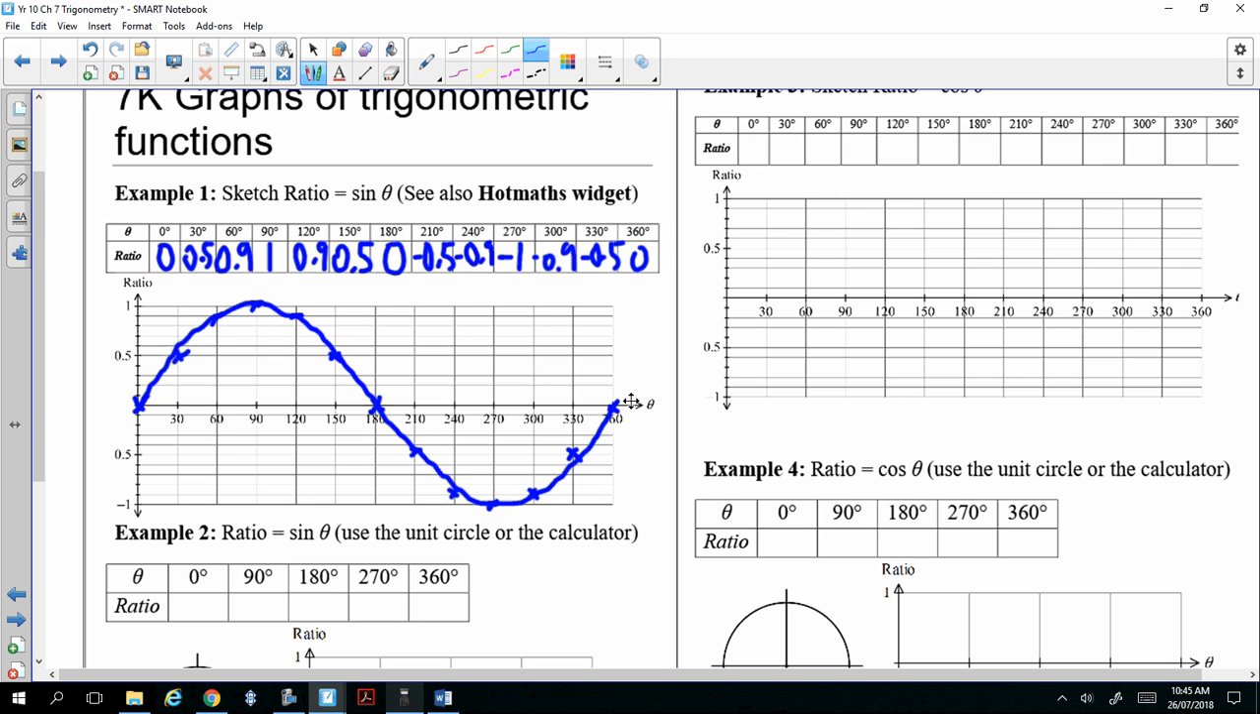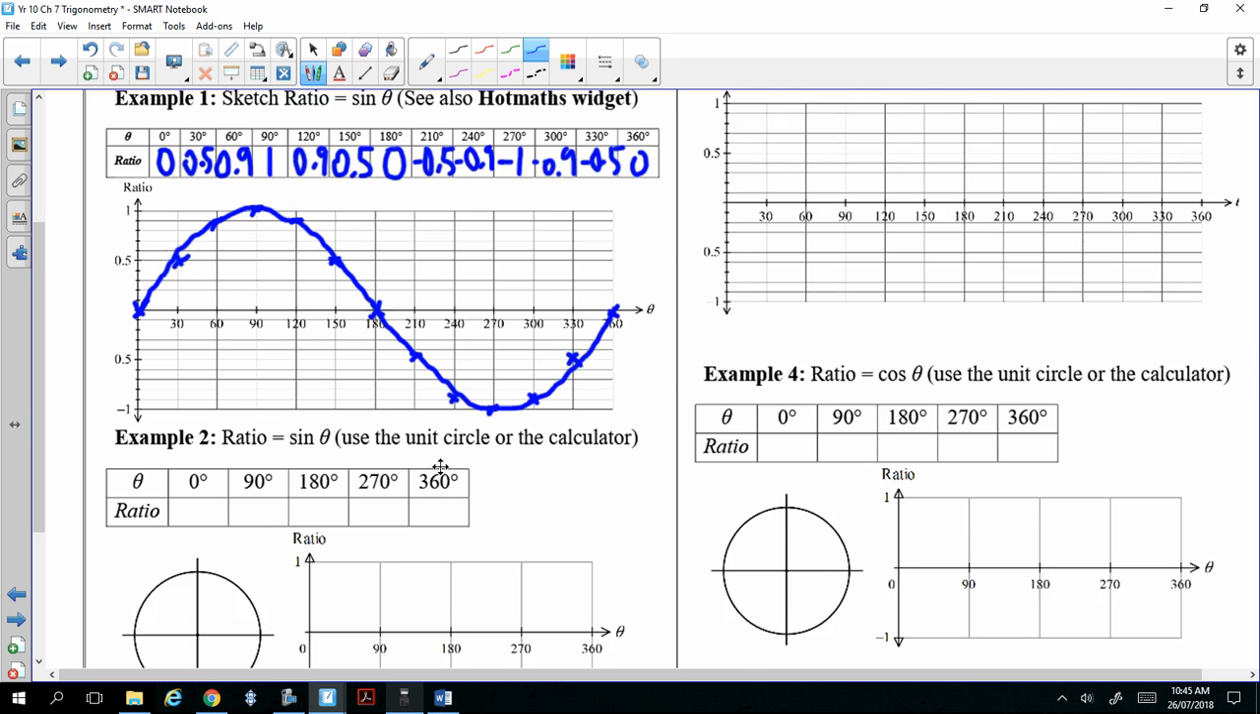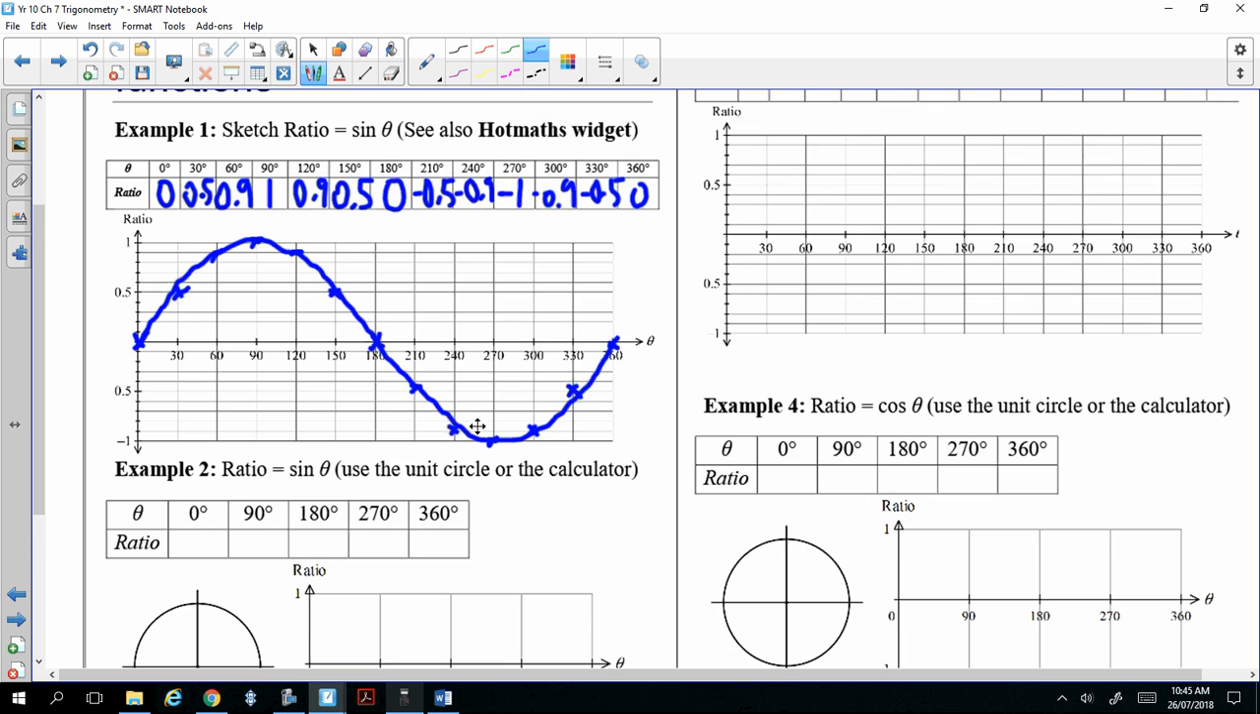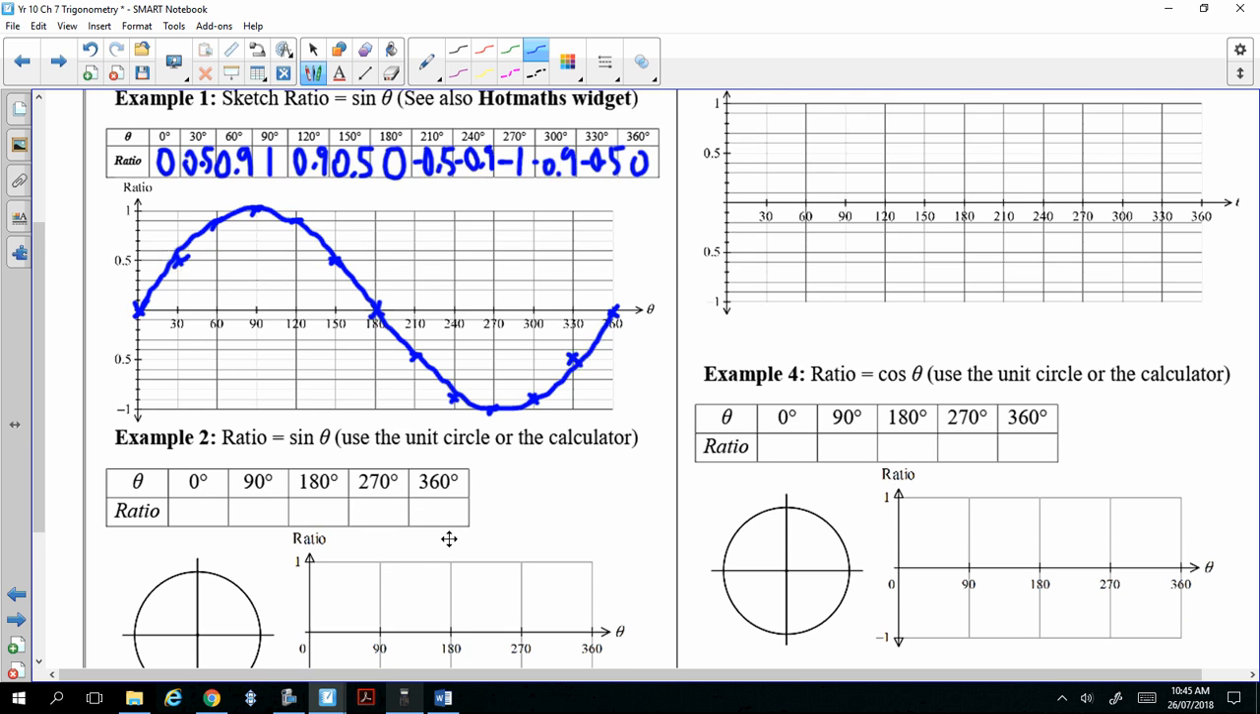Okay. And then in a minute, I'm going to show you a faster way of doing this. Because you don't need that many points. You just need a few points. And if you remember the shape, you can draw it. Alright, so hopefully you'll finish. And also, I'm going to show you some animation available in HotMaths to show you where the graph comes from, how it connects with the unit circle.